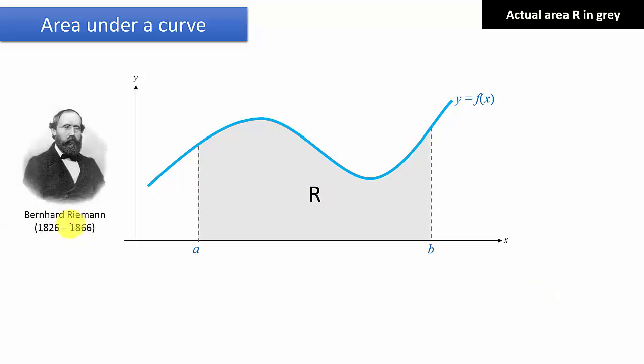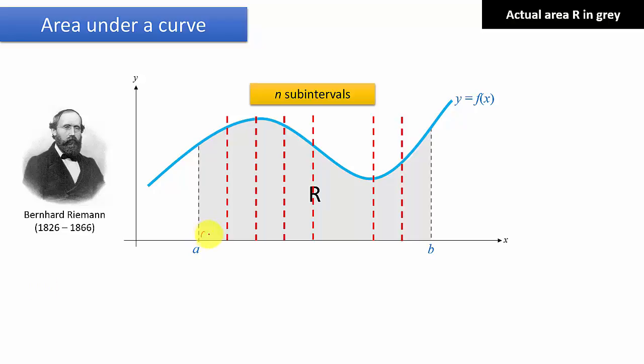Mathematician Bernard Riemann decided to divide the area R into n subintervals like this. So we have the first subinterval here, the second subinterval here, all the way until the last subinterval here, the nth subinterval. So there are n subintervals altogether. Let's now label the endpoints of these subintervals. The start of the interval, let's call it x0. The end of the interval, let's call it xn. And in the middle, we have x1 to x(n-1).